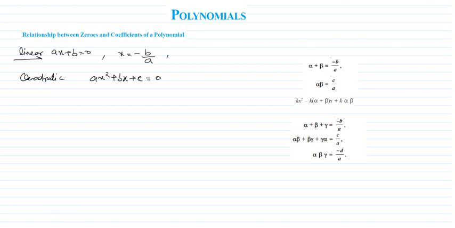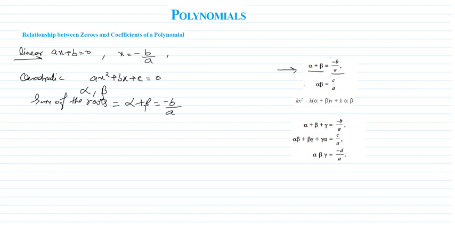If we suppose one is alpha and another one is beta, there is a predefined relationship between the zeros and the coefficients of a polynomial. As we have given here, alpha plus beta will be equal to minus b upon a. So for the sum of the roots, we have the relationship alpha plus beta equals minus b upon a.